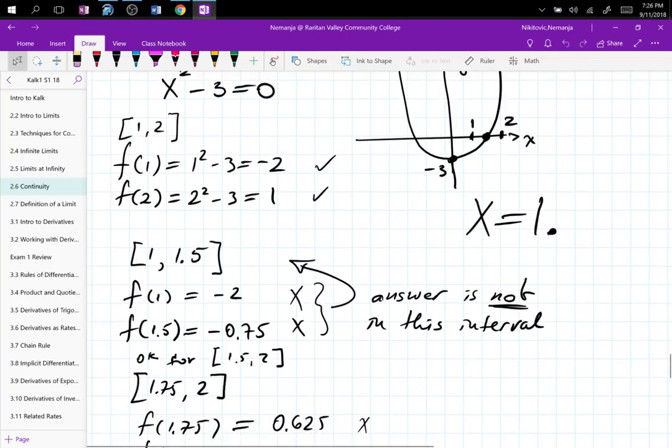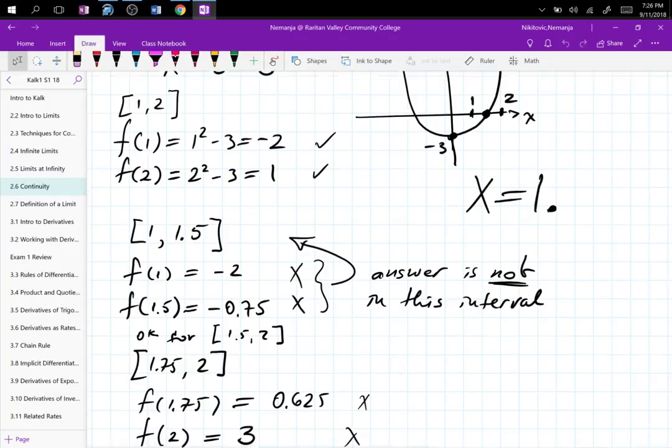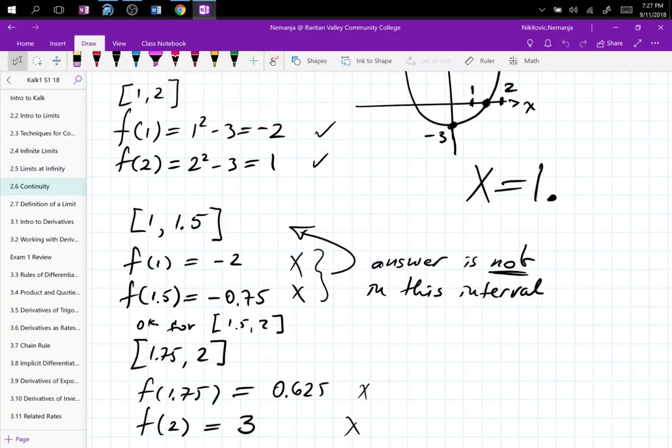Now, so we are good for 1.5 to 2. So what I'm going to do is chop that 1.5 to 2 in half. So 1.75 to 2. And I ask students to pick these numbers. So now, students picked 1.75 to 2.